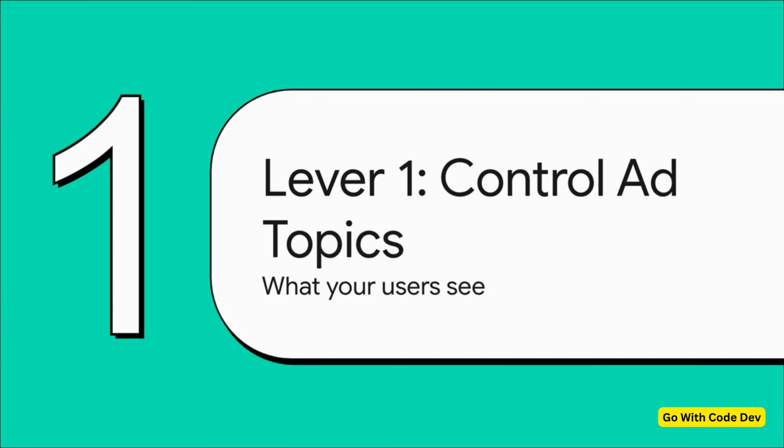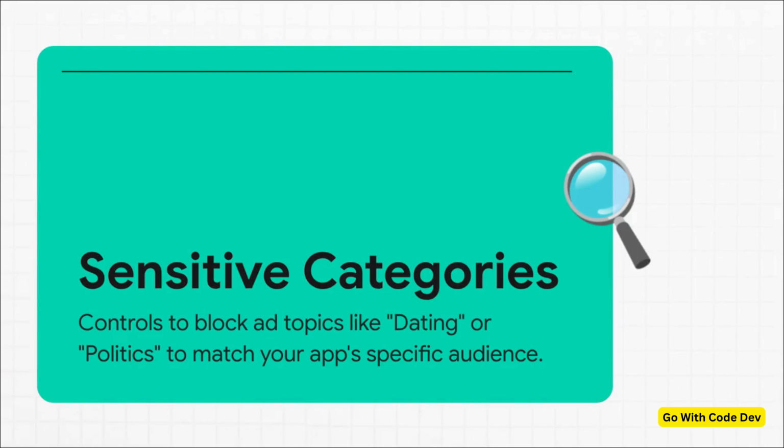This is all about deciding what kind of subject matter is actually a good fit for the audience that you've worked so hard to build. The way you do this inside AdMob is with something called sensitive categories. Seriously, just think of these as simple on-off switches for different ad topics. If you've got an educational app for kids, you probably don't want ads about dating popping up, right? Well, this is exactly where you go to prevent that.